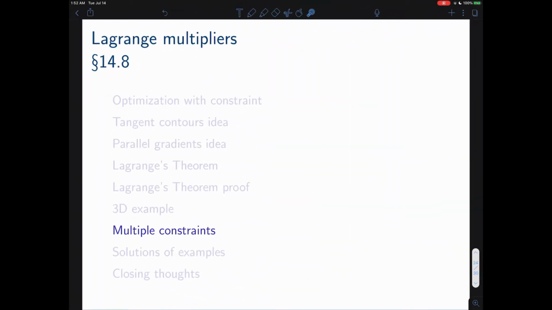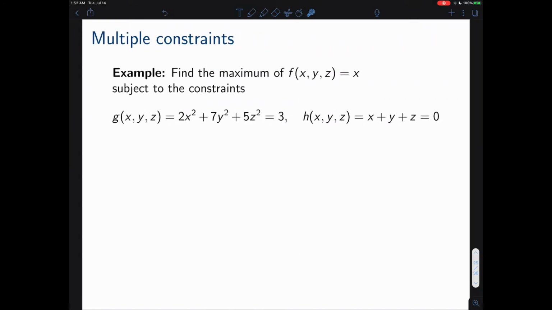Now let's see an example with multiple constraints. We want to find the maximum of the function f of x, y, z equals x subject to two constraints: 2x squared plus 7y squared plus 5z squared is equal to 3, and x plus y plus z is equal to 0. So there's a single objective function, but there's two constraints that have to be satisfied.